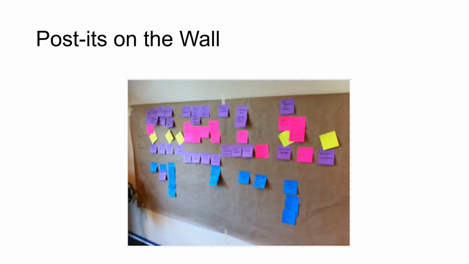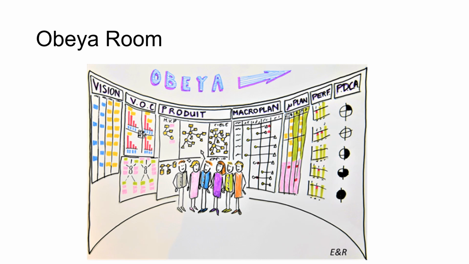A common practice is to map the value stream by sticking post-its on a wall or large wrapping paper. This method has the advantage of simplicity. All participants write post-its in parallel and stick them in the right sequence on the wall. Sequence can easily be changed just by moving post-its. A dedicated room is sometimes used, called obeya or war room, to house the value stream map.